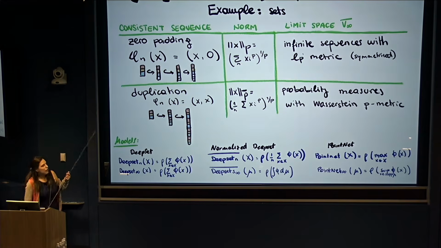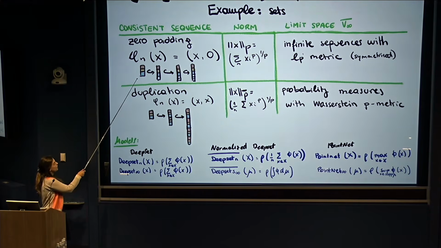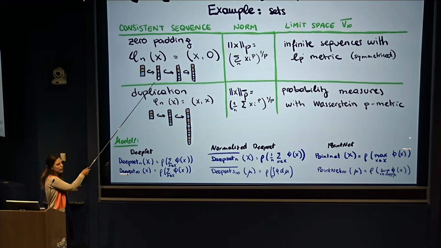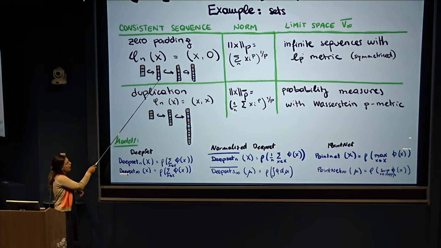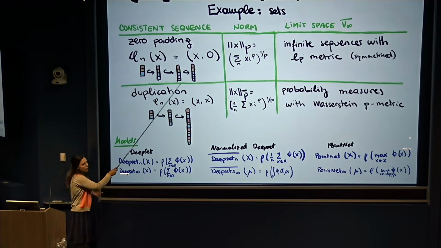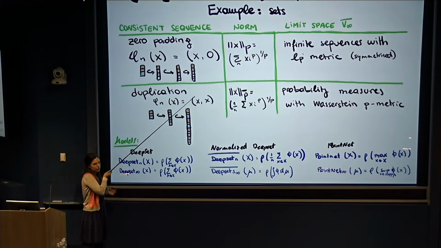So let me give you an example. If you have sets, one of the questions is, how do you see an object inside a larger object? There are many choices that you can make. For instance, for sets, one way of making your sets grow is by zero padding: you copy your set, and then you add zeros after. That is one possible set of embeddings that you can consider.